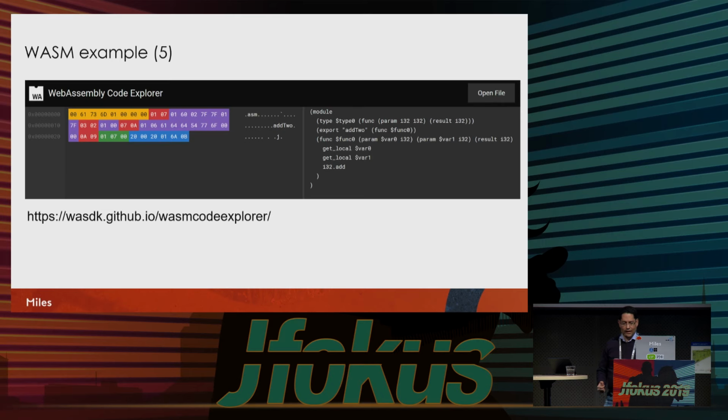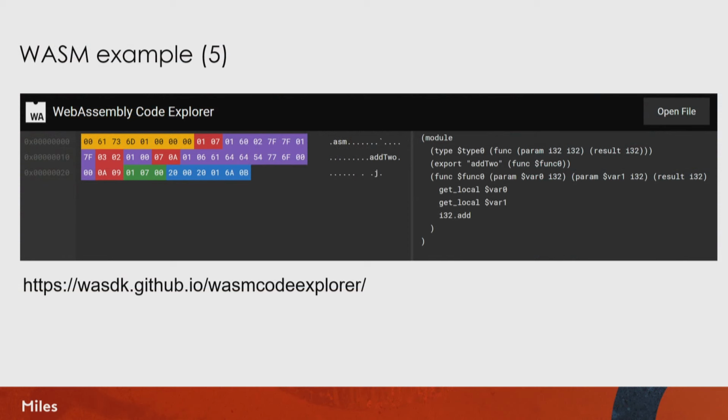Another tool which it can be interesting to know about is the WebAssembly Code Explorer. If we have a binary WebAssembly file, we can load that into the WebAssembly Code Explorer, and then we will get the textual representation, the WAT representation, of that file. That's what I've done here. I took the binary file that we had and loaded it into the Code Explorer, just to double check that we actually get back what we had when we started. That looks quite okay.